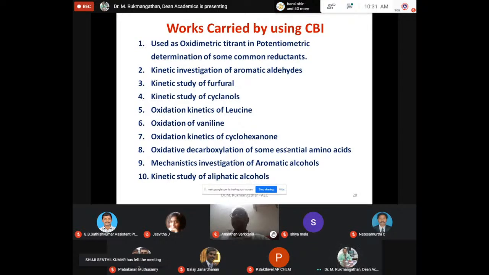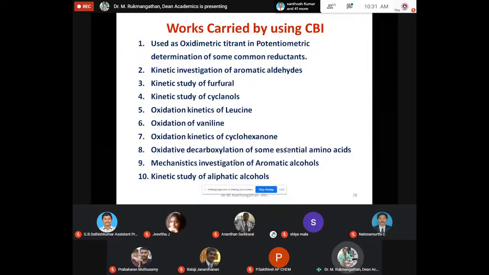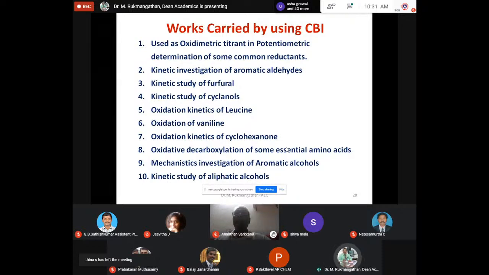Then furfural, cyclic alcohols, especially cyclobutanol, cyclopentanol, and cyclohexanol have been subjected to the kinetic study with the help of CBI. Then some essential amino acids, phenylalanine, tryptophan, leucine, valine, and isoleucine, all these compounds have been subjected to kinetic study and detailed mechanistic study has been carried out by using this CBI. Then cyclic ketones, cyclohexanone, have been subjected to the kinetic study. Then aromatic alcohols, that is actually my research area, benzyl alcohols and the substituted benzyl alcohols have been studied in detailed manner with the mechanistic and the kinetic investigations. Even aliphatic alcohols, about 10 aliphatic alcohols, starting from methanol to decanol, have been studied by making use of this CBI.